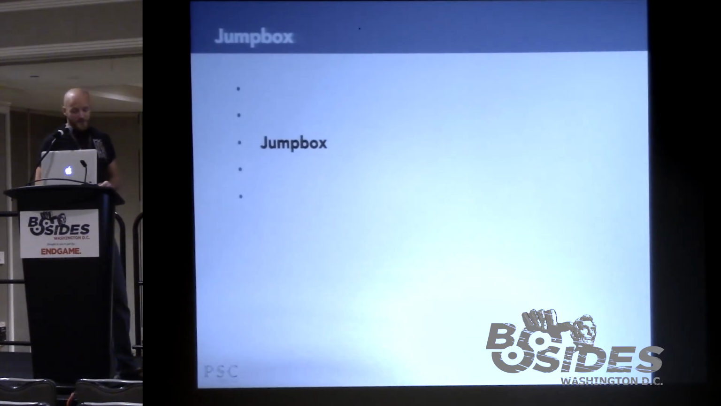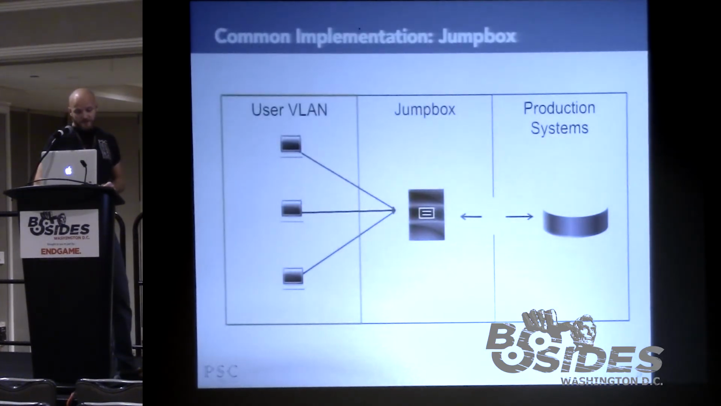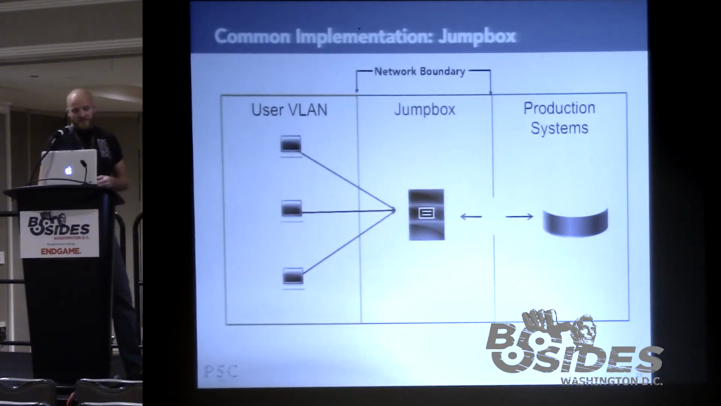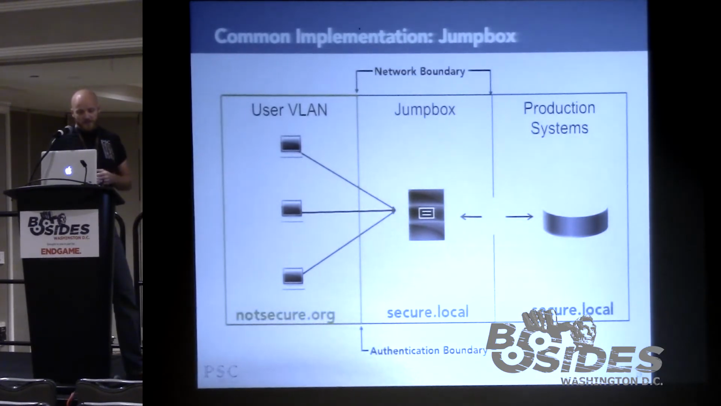Next up, talking about Jumpbox. So Jumpbox, for our purposes here, is any device that spans two dissimilar security zones for the purposes of access. Typically, I think we see that this is leveraging something like SSH or remote desktop. This provides a nice way to implement a network boundary by restricting connections between the zones to one target host or just a couple of Jumpboxes. And it also gives us a place to implement an authentication boundary.